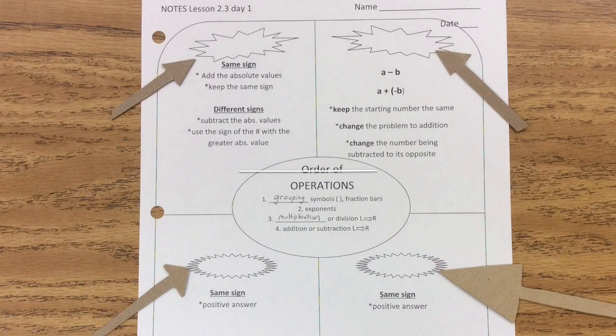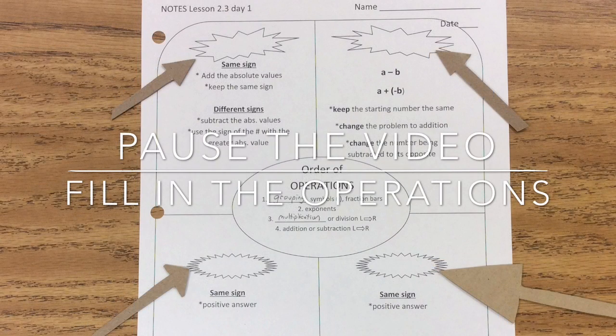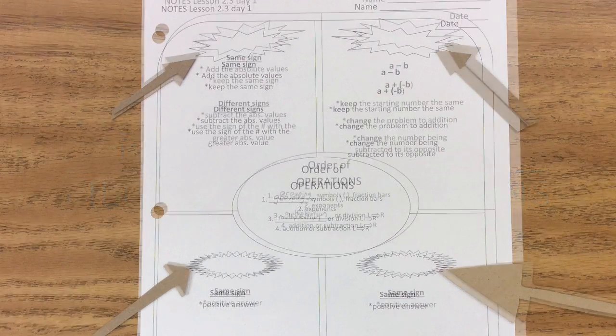What I'd like you to do now is pause the video and fill in the operations that you think go with each set of rules.